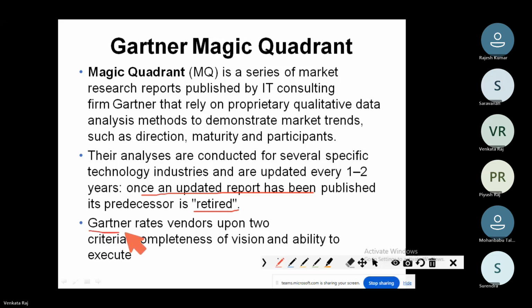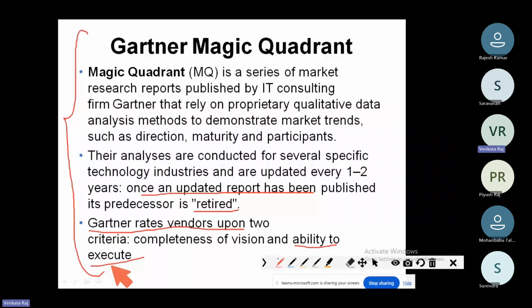So how does Gartner rate them, guys? Basically, completeness of vision. Every company will have a vision, right? Every product will have a vision. So whatever vision they have in its current version, how complete that vision is, and whether they are able to execute it, whatever features, whatever functionalities have been implemented, or whatever vision they have, whether they are able to execute it, guys. So based on that, it basically publishes the Magic Quadrant. Okay.